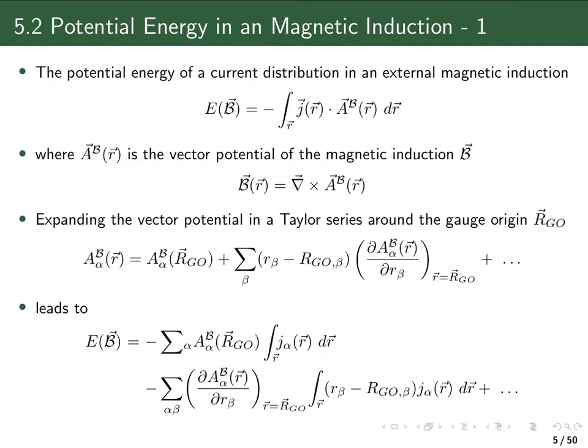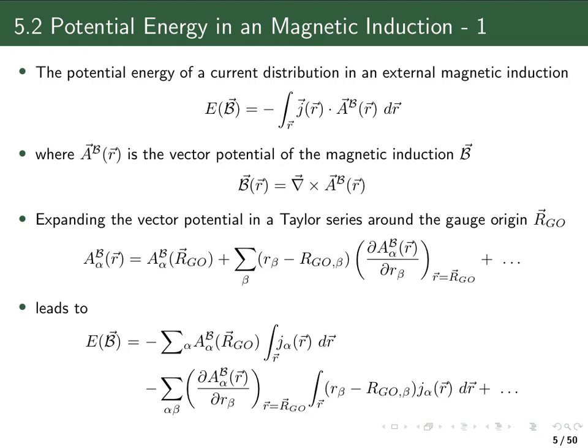Now, like for the electric case in the last chapter, we want to look at the energy of our current distribution J in the presence of an external magnetic induction. And we're going to look at a homogeneous magnetic induction.